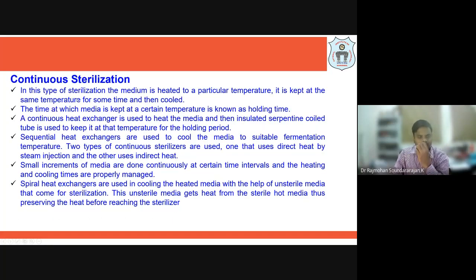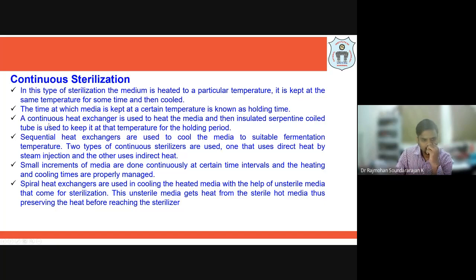So the other type is continuous sterilization, how we can do it. In this type of sterilization, the medium is heated to a particular temperature and it is kept at the same temperature for some time, and then we cool it. The time for which the media is kept at a certain temperature is known as the holding time. Okay, so the holding time is maintained so that every bit of media is present in the system for a certain time, and then we are cooling it.